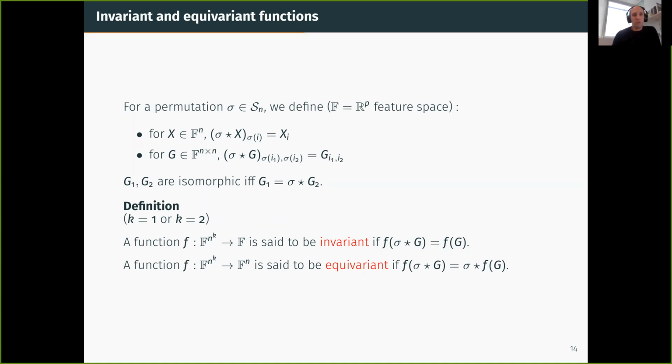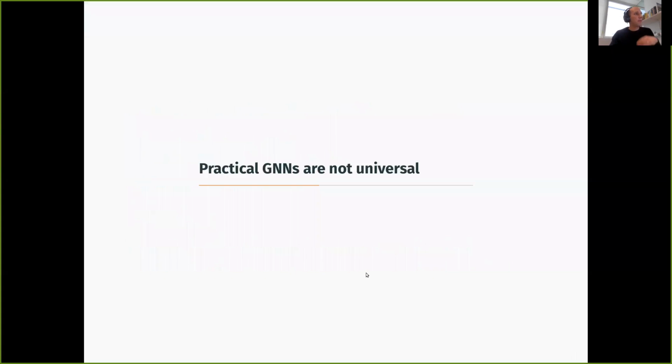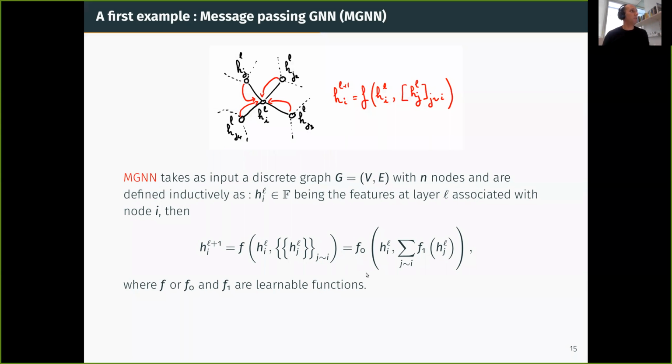So you will not be able to do the trick of data augmentation, for example, and you really need to implement functions f which are built in as invariant or equivariant functions. In doing so, we will see that you are losing a lot in terms of expressive power. So I will present first what people call the message passing GNN.